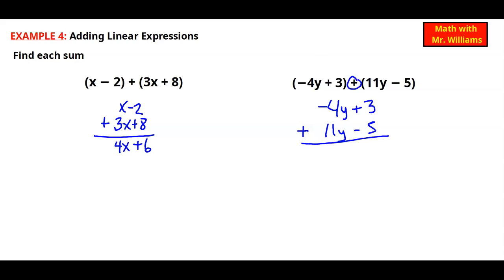The key here is this addition symbol that's going to go out front. All right, so we have 3 plus a negative 5. All right, so that gives me a negative 2 as a result. Then we had negative 4y plus 11y will get us a positive 7y as a result for that. So we have 7y minus 2 as our answer for the second one.